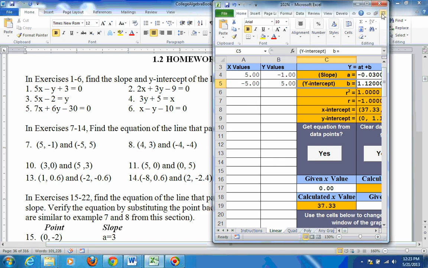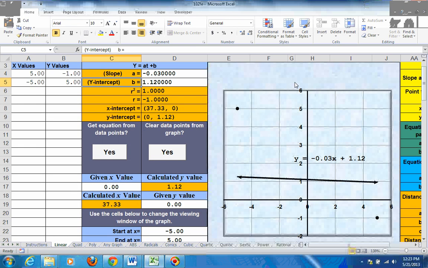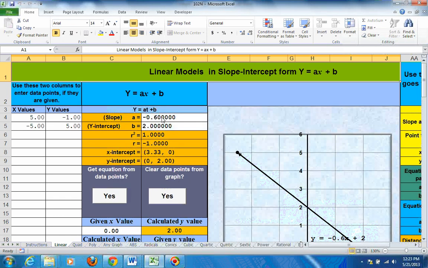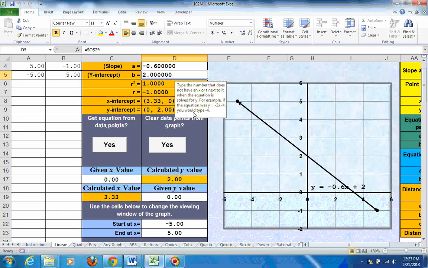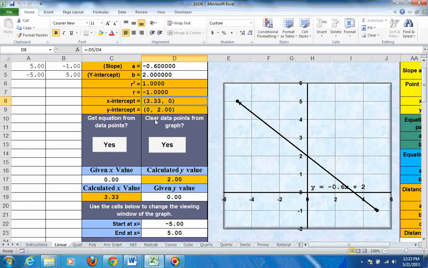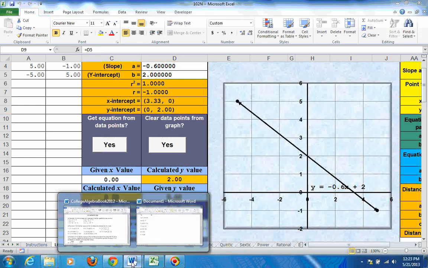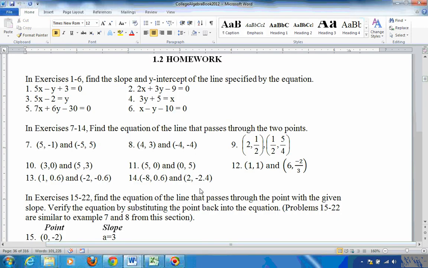Now once you get those in there, all you do is click the get equation from data points right there, and there's the equation. The equation is y equals negative 0.6x plus 2. There's the graph of it, and if you wanted to find the x-intercept, there it is at 3.33, 0, y-intercept at 0, 2. You can change your viewing window right here. So that's how you do all those problems in this area right here.